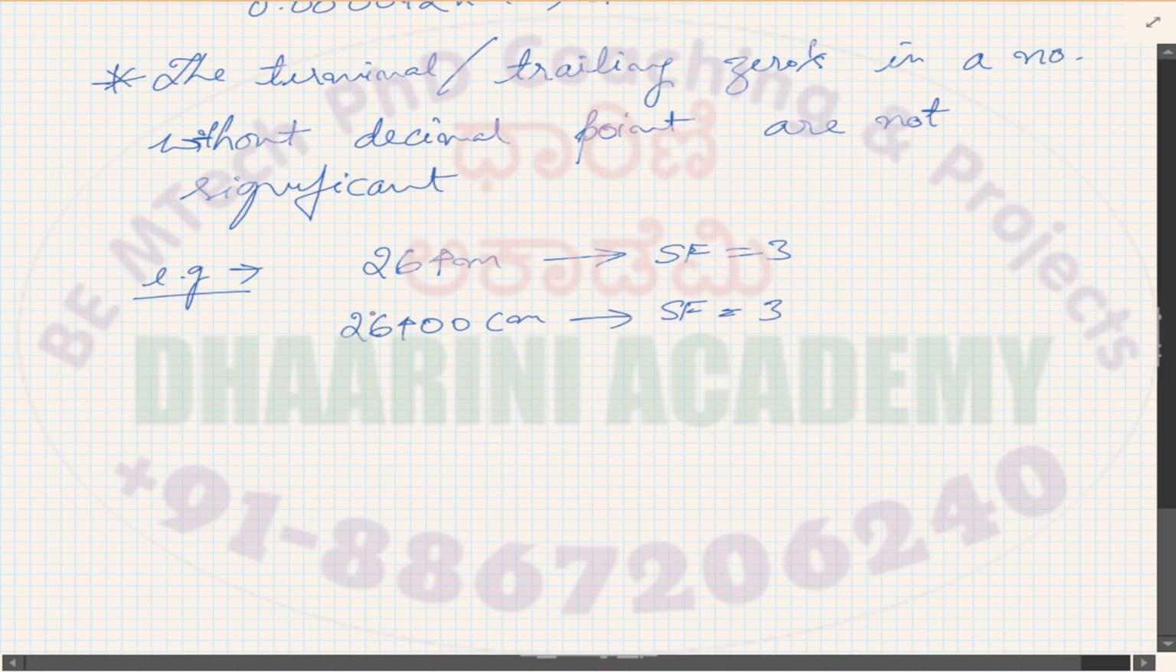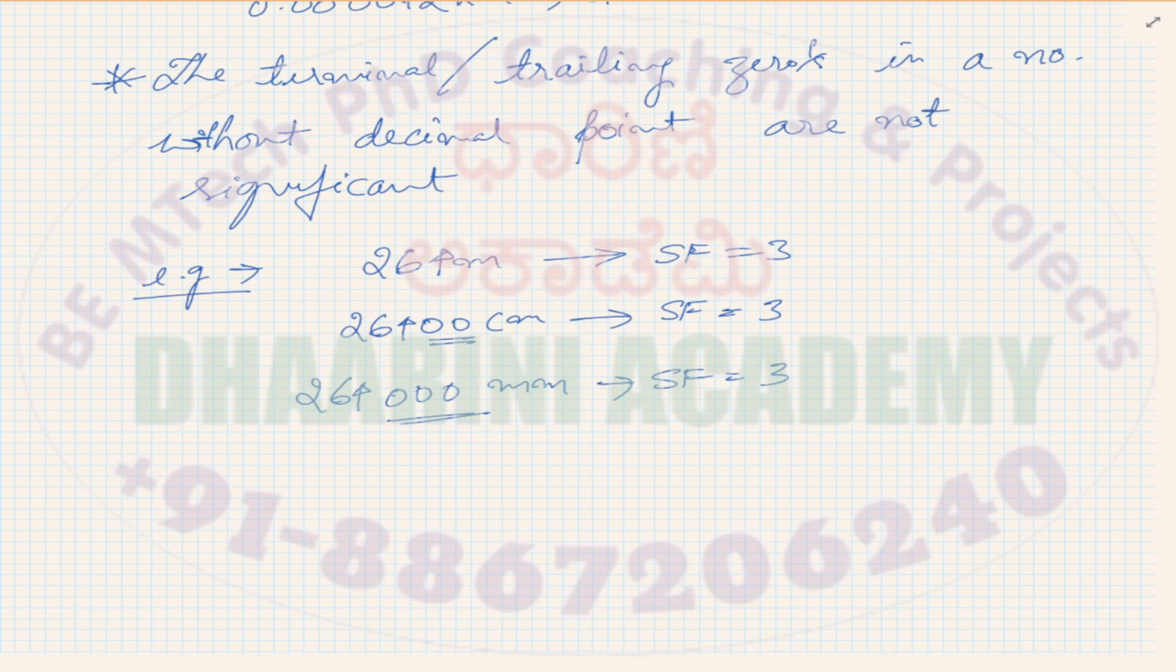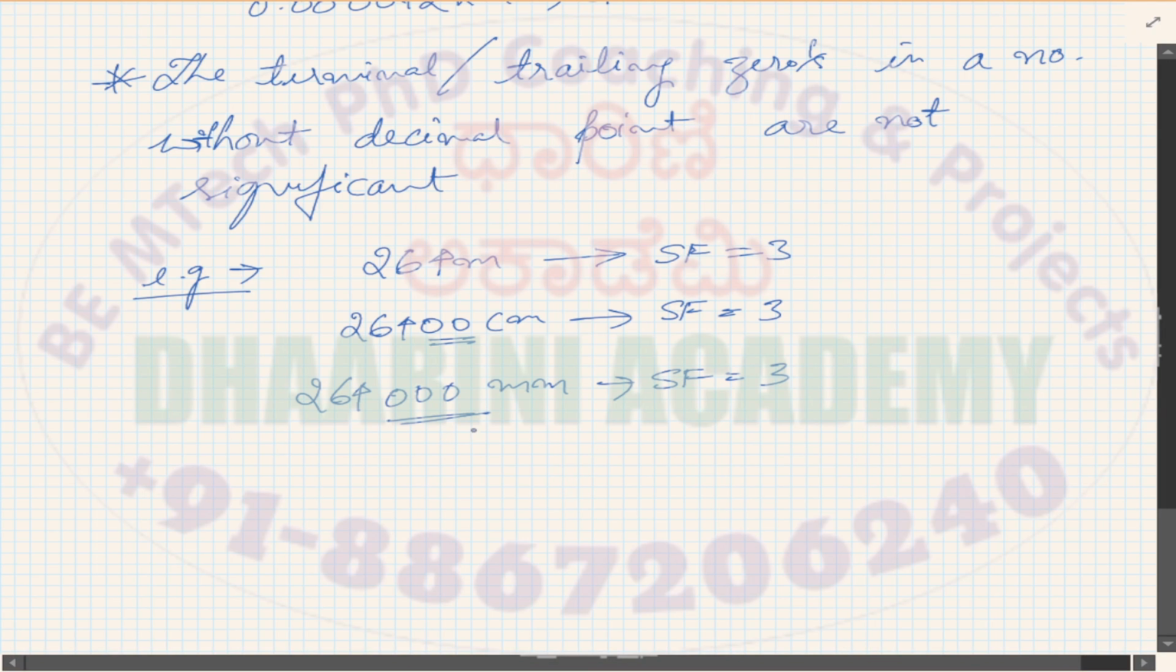Okay, and even if I convert this into a different unit, say millimeters, that means 264,000 millimeters, you can see that this is still going to have SF equal to 3, because these two zeros and these three zeros do not have any significance when we represent that. All right, let's go ahead and go for the last rule to be remembered.